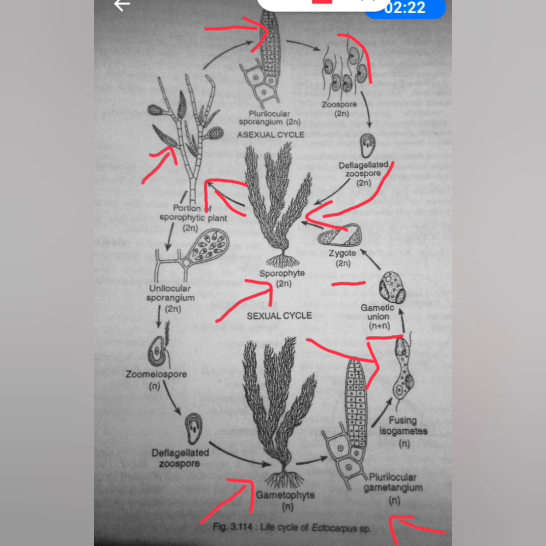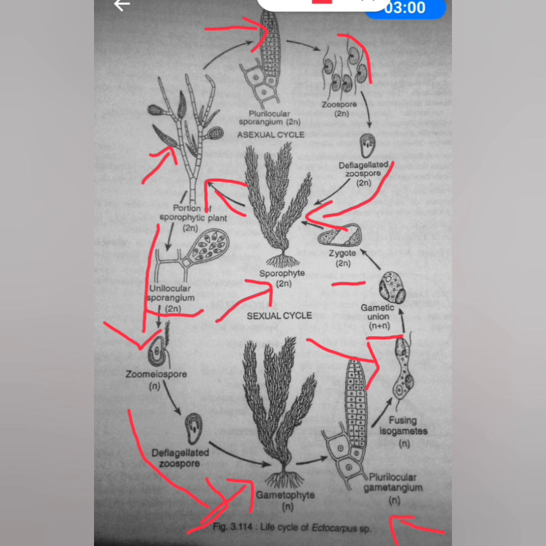sporophytic thalli, whereas the haploid zoospores, which are formed in unilocular sporangia, on germination form haploid gametophytic thalli. So these zoospores which are formed from the unilocular sporangium give rise to the haploid gametophytic thalli. So what do we see here in the life cycle of Ectocarpus?